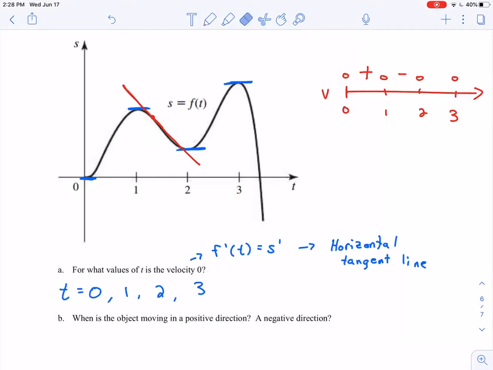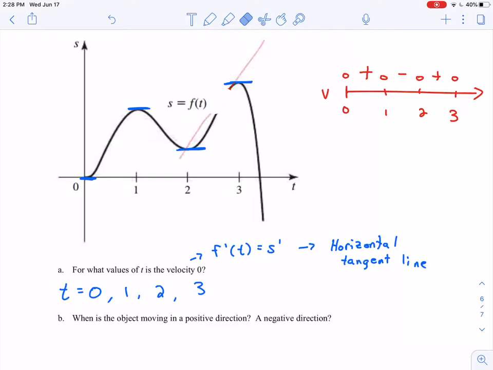Between 2 and 3 now. So between 2 and 3, I'm going to pick this point right here. Why not? I'm going to sketch in the tangent line. It looks something like this. What's the slope of that tangent line? Is it positive or is it negative? The line is increasing, so it must have a positive slope.